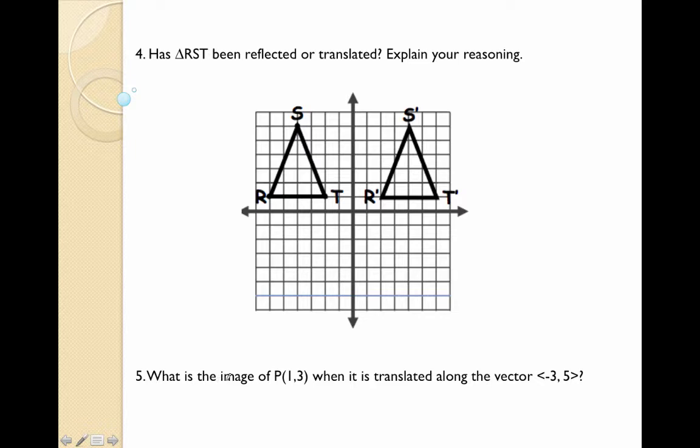Now, what would be the image of a point, 1, 3, if it's translated along the vector negative 3, 5? Well, I would subtract 3 from 1, and I would add 5, because it's negative 3 and positive 5. So that would be negative 2, 8. So that's where P would go under that vector translation.